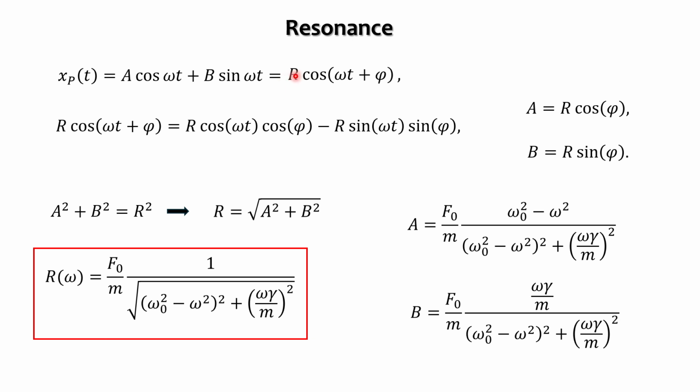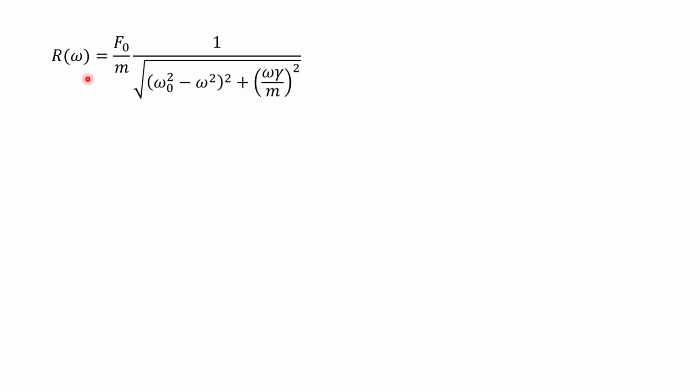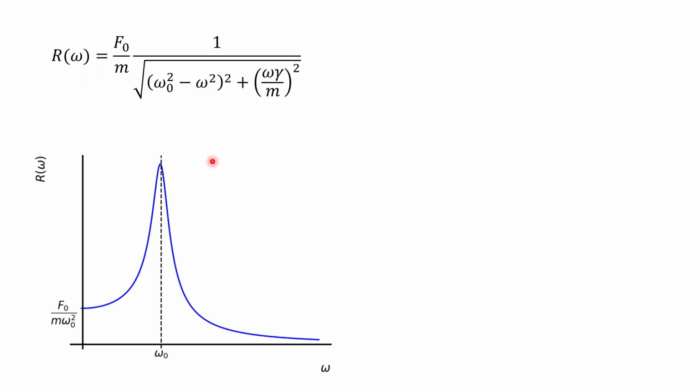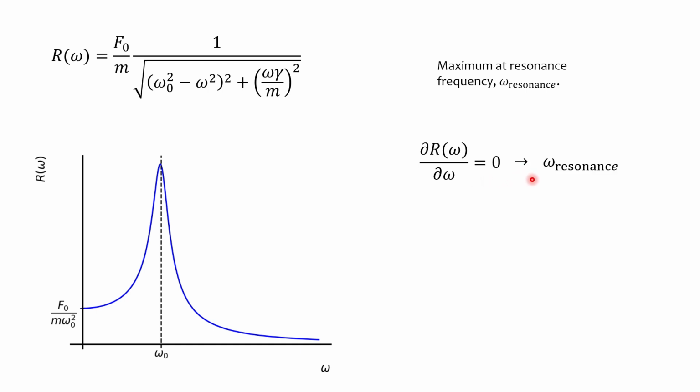The coefficient r is the amplitude of the oscillation, right? We can see that it depends on the driving frequency omega. Here's a plot of the amplitude r as a function of driving frequency. One can see that the function has a maximum at some frequency. We can find this maximum by taking the first derivative of r with respect to omega and then equating it to 0, because at the maximum the first derivative is equal to 0 by definition. From this we can calculate the frequency at which this happens. This defines the resonance frequency.